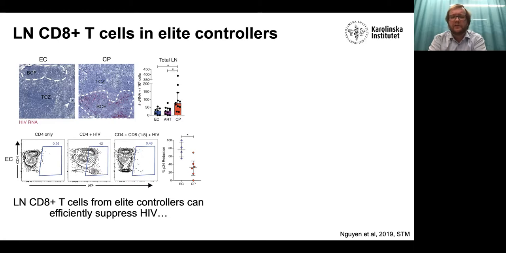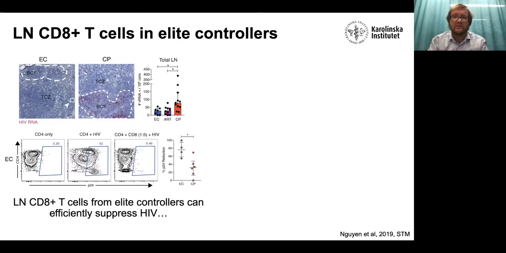So furthermore, what we did here was to do more functional experiments, more mechanistic experiments, where we basically infected CD4 positive T cells from lymph nodes with HIV BaL, and then we co-cultured them together with different ratios of CD8 positive T cells. And when you look at just HIV together with HIV-infected CD4s, you do see that quite a high frequency of the cells are infected. But when you add on CD8 plus T cells, you see that they start to suppress the virus.